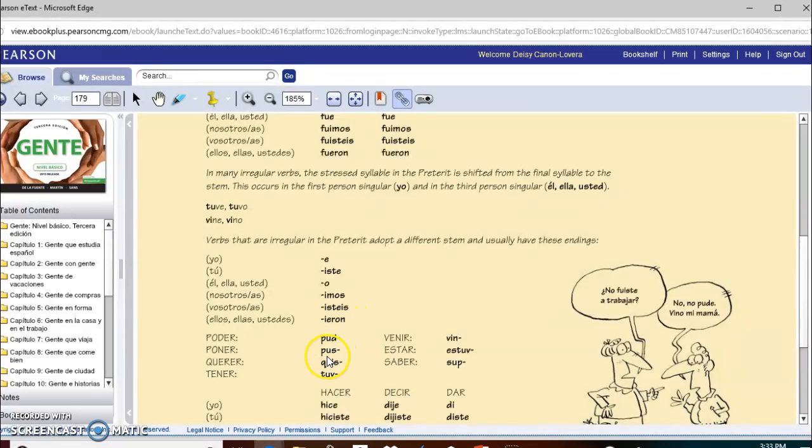Poner will be pus: puse, pusiste, puso. Querer, quise, quisiste. Tener, tuve, tuviste, tuvo. Venir, vine, viniste, vino, vinimos. Estar, estuve, estuviste, estuvimos. Saber, supe, supiste. So you have to know the stem of these verbs and add these endings.